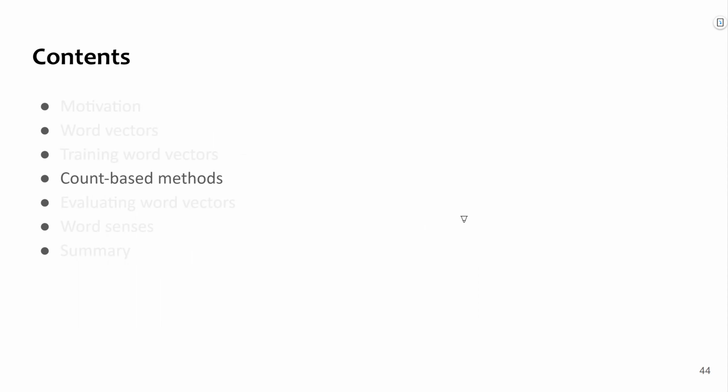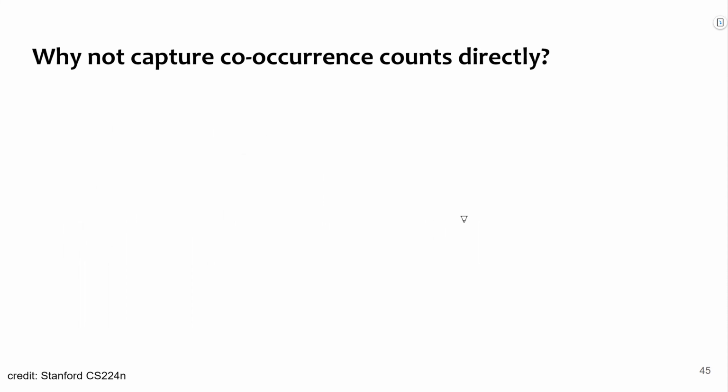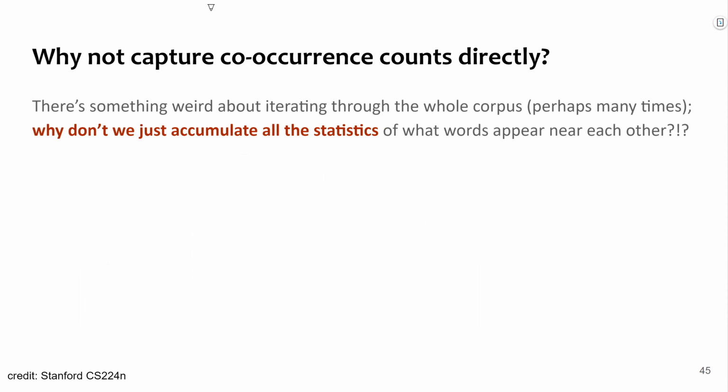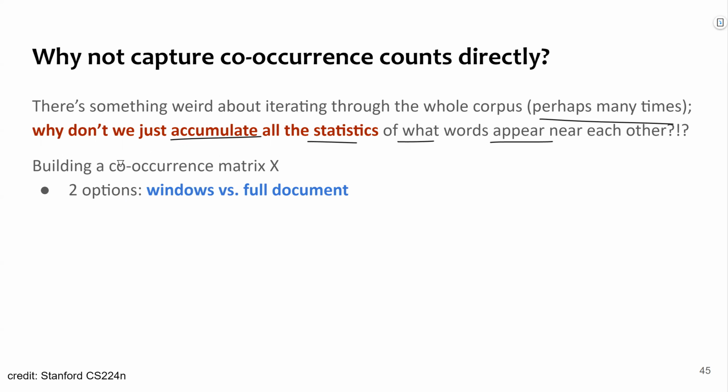From now on, let's talk about count-based methods. Up to this point, we wanted to learn the co-occurrence of words. Then you might ask, why not just capture the co-occurrence count directly? There's something weird about iterating through the whole corpus, perhaps many times. Why don't we just accumulate all the statistics of what words appear near each other? This is done by building a co-occurrence matrix X. There are two options. The first one is window-based, and the second one is full document.